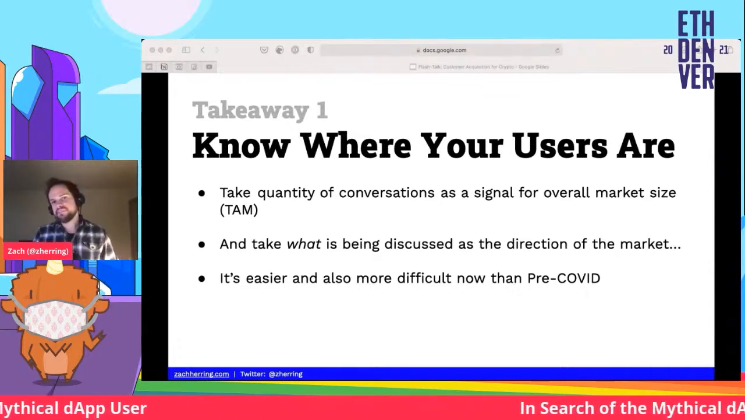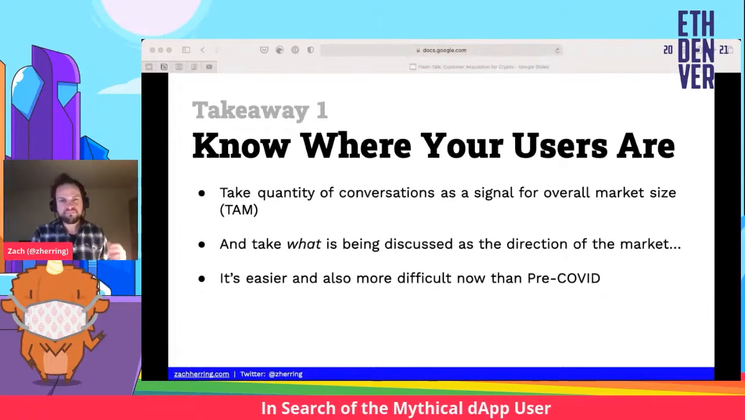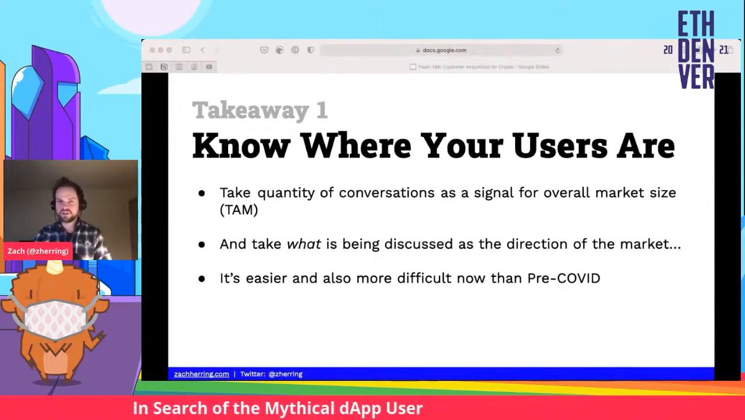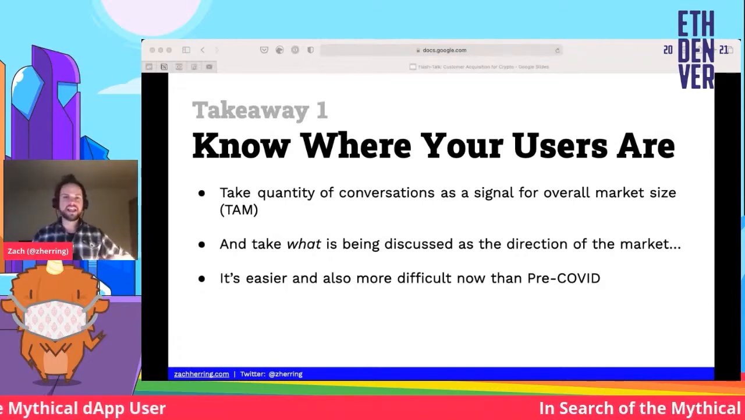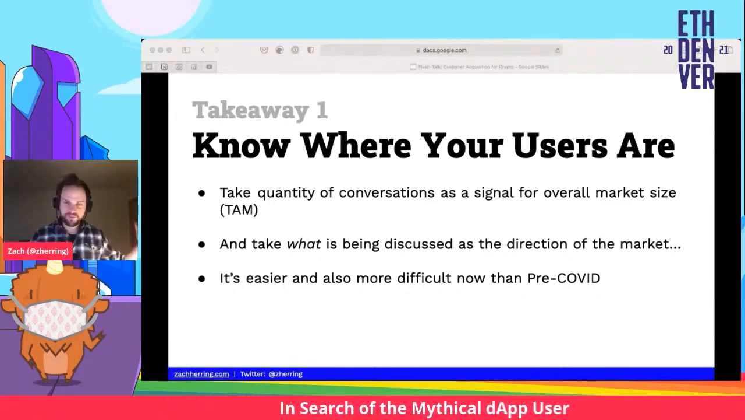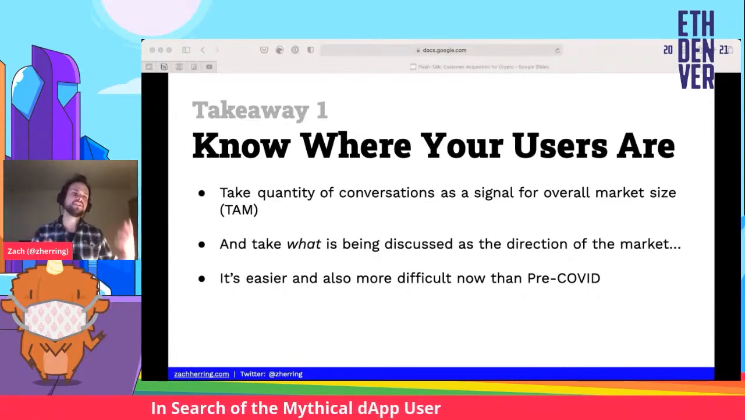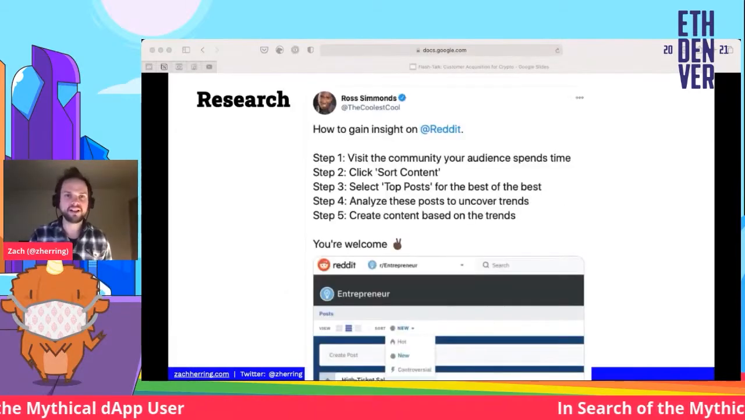And it's both easier and also more difficult now than pre-COVID. This really just goes to show everyone is moving online. ETHDenver is online. Literally every hackathon that I have had some sort of physical presence has moved online. That means that the signal to noise ratio is a lot more difficult, so you have to be more aggressive in filtering stuff out.